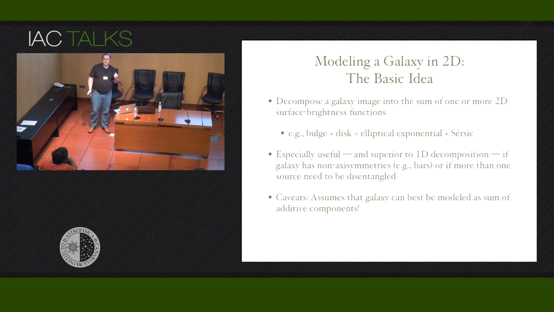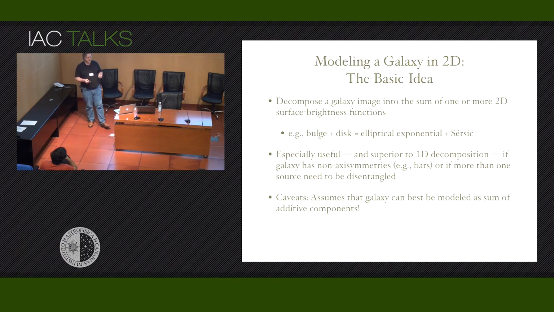Okay, so what's the basic idea? We're talking about having images of galaxies and trying to model them. We model them by decomposing them into the sum of one or more 2D surface brightness functions. So a simple example would be a bulge-disk decomposition, where you model the disk as an elliptical shape with an exponential profile, the bulge with another elliptical shape, maybe a different shape, with a Core-Sersic surface brightness profile.